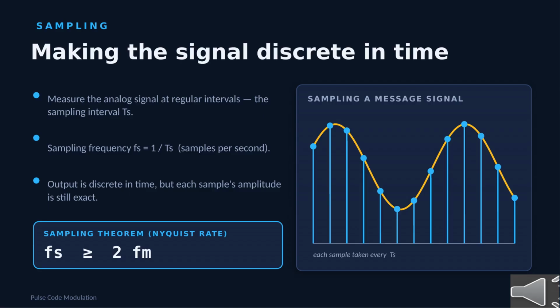Now, how fast should we sample? The answer is given by the sampling theorem. It says the sampling frequency must be at least twice the maximum frequency of the message signal. That is, Fs must be greater than or equal to 2 Fm. The minimum rate is called the Nyquist rate. If we sample slower than this, the original signal cannot be recovered completely.